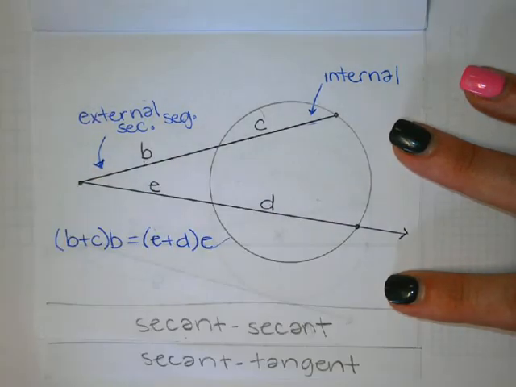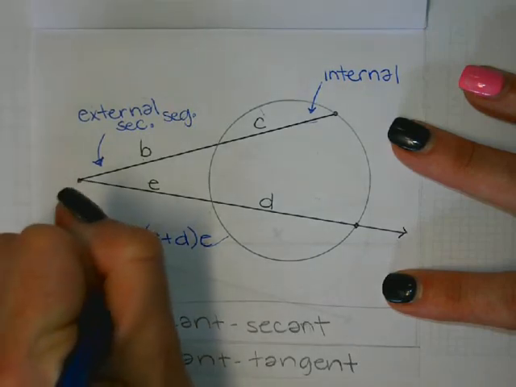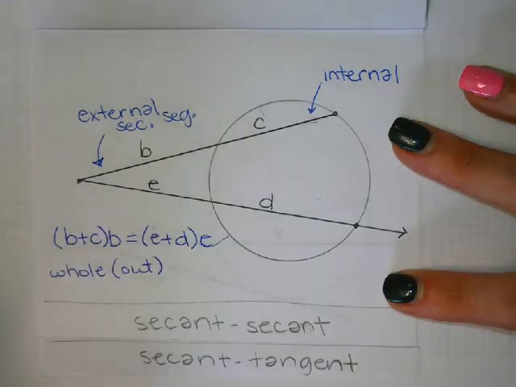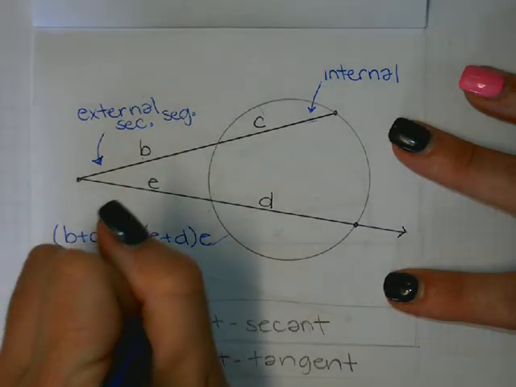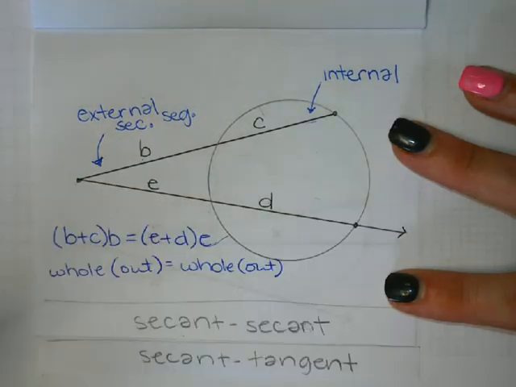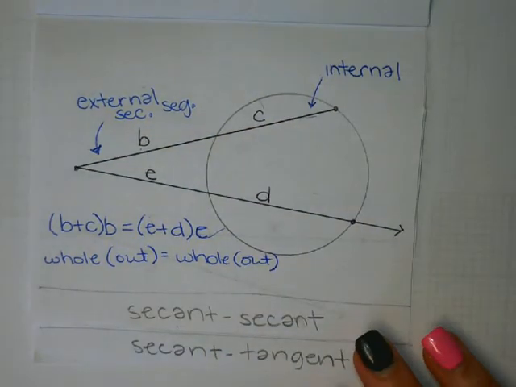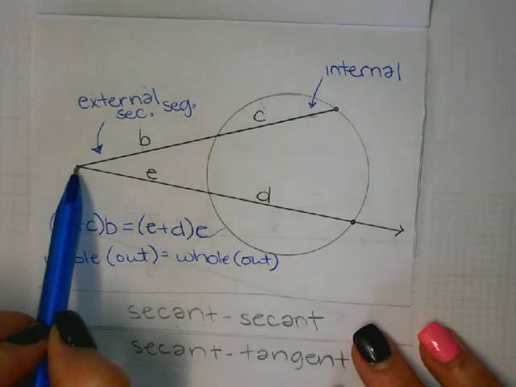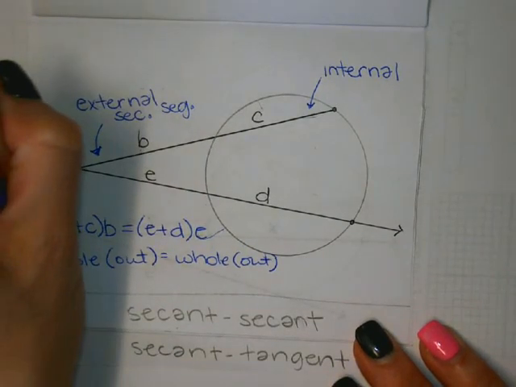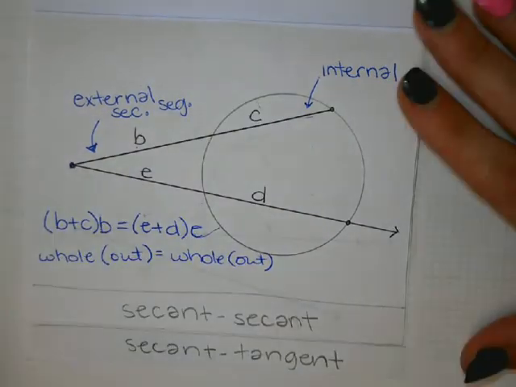So I shortcut it for myself. I say whole secant times the outside equals the whole secant times the outside. All right, we don't get to count this little piece because it goes on forever. So we're only talking about where the two secants intersect. Here's their point of intersection versus the parts where they hit on the circle. So let's see this in action.